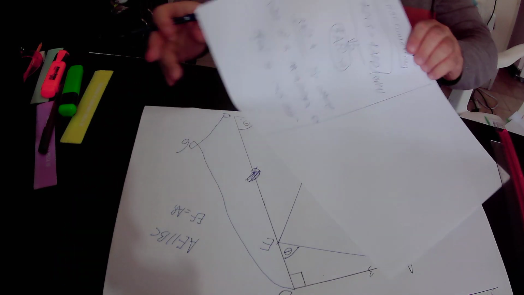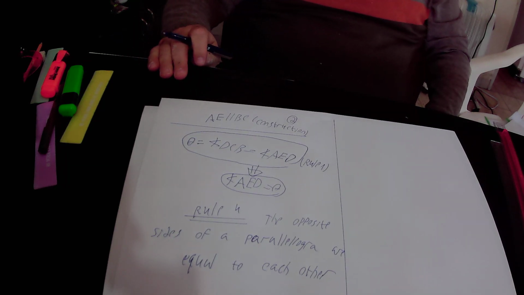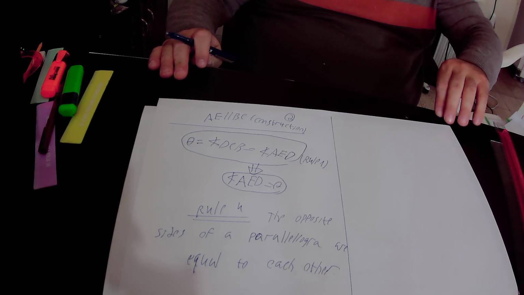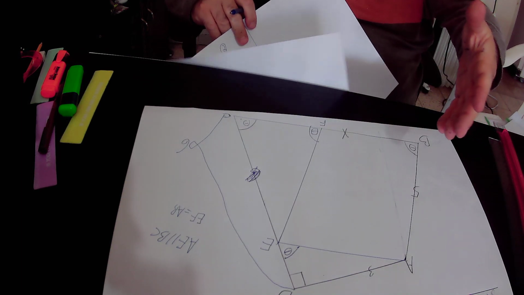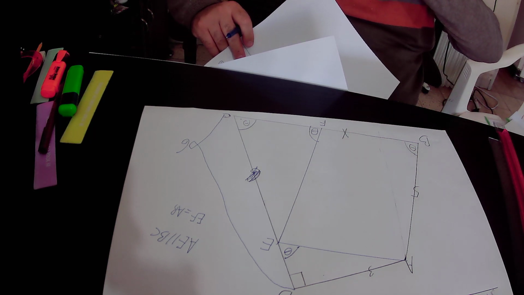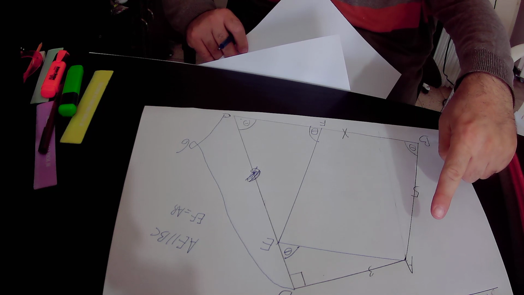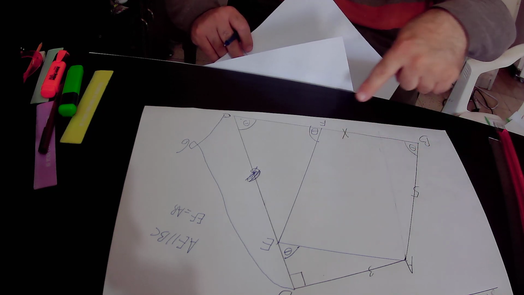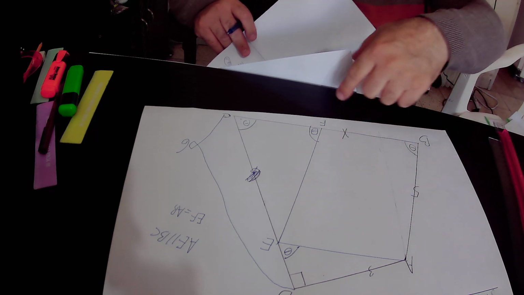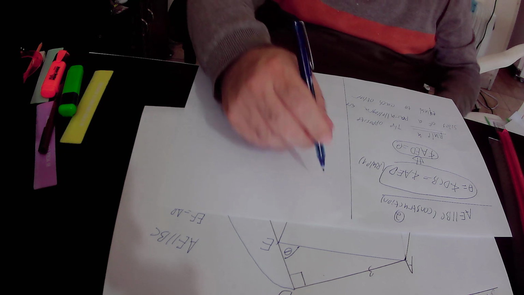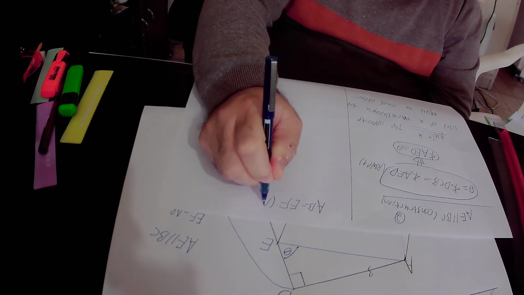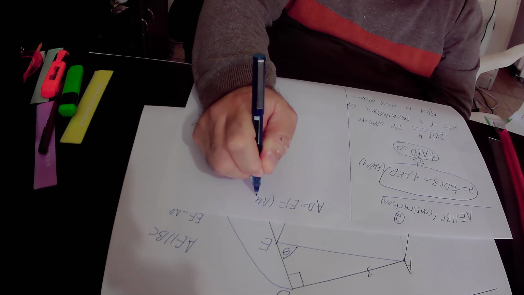Alright, rule number 4 again. According to rule number 4, the opposite sides of a parallelogram are equal to each other. That is to say, the opposite sides of parallelogram AEBF are equal to each other. It means that AB equals EF, according to rule number 4.